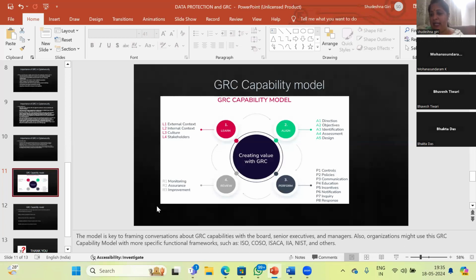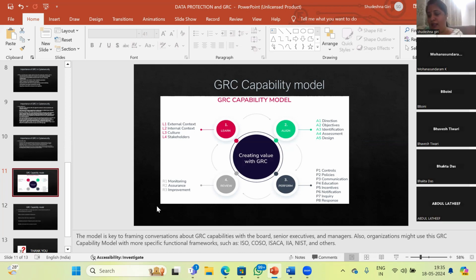Secondly, you align your business objectives and strategies with the stakeholders' expectation. What does the stakeholder expect from you? So that is how your objectives will be aligned. Third, you align resource allocation planning with this objective. When you are talking about these objectives, you also have to identify resources who will take care of it. So this is nothing but the learn pillar of GRC.